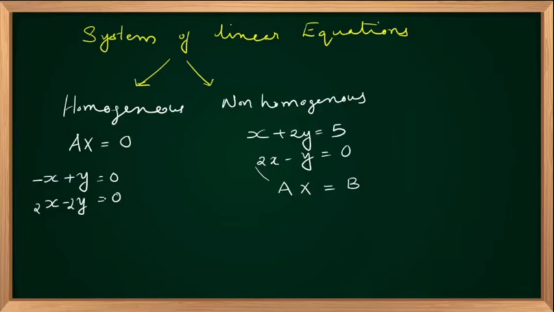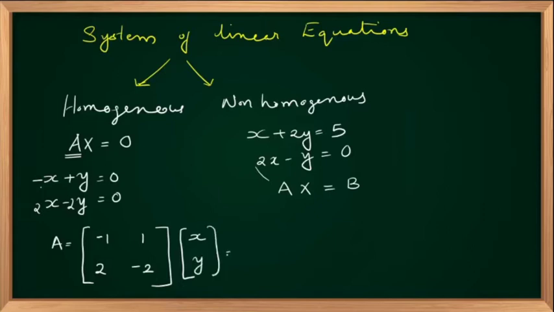Here, if you have a system of linear equations, for the coefficient matrix A you just need to take the coefficients of the equations. First one is minus 1, 1. Second one is 2, minus 2. Into X, the variable matrix. Here x and y are the variables. So [x, y] equals the column vector [0, 0]. So this is an example of a homogeneous system of equations where A represents the coefficient matrix, X represents the variable vector, and 0 represents the resultant column vector.